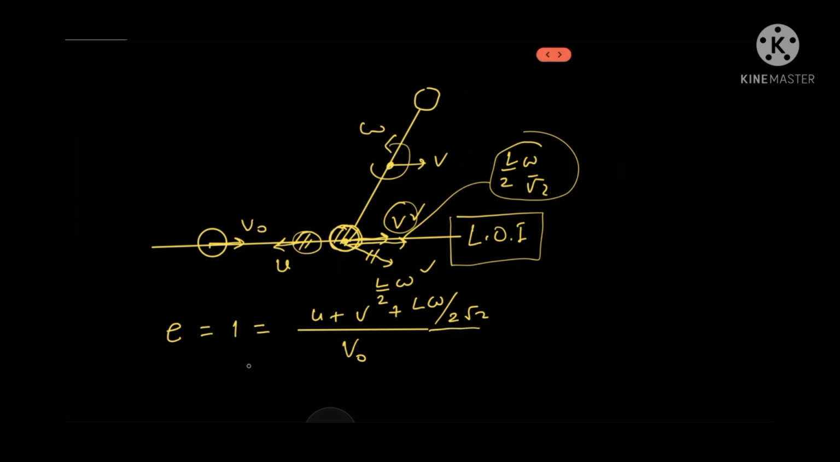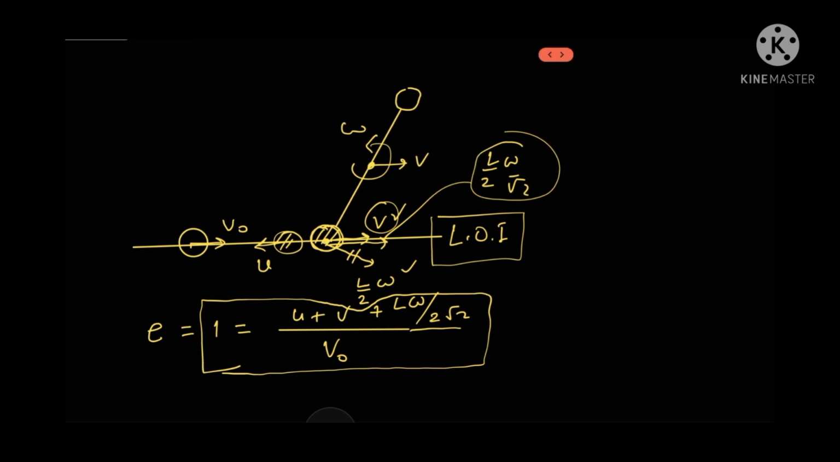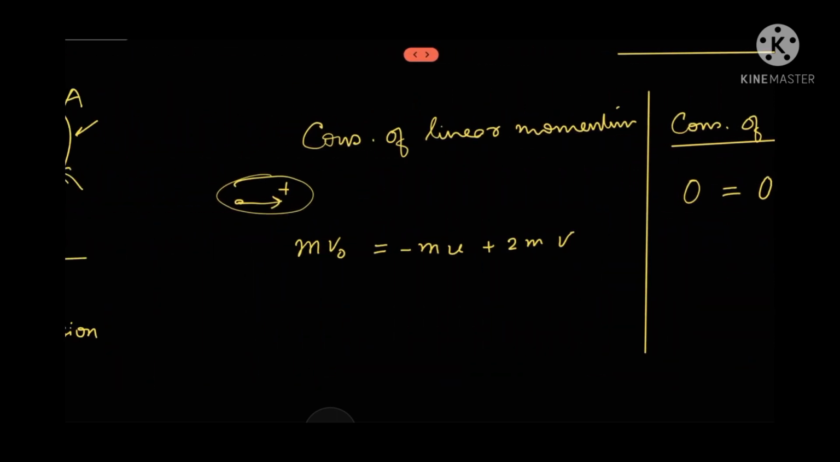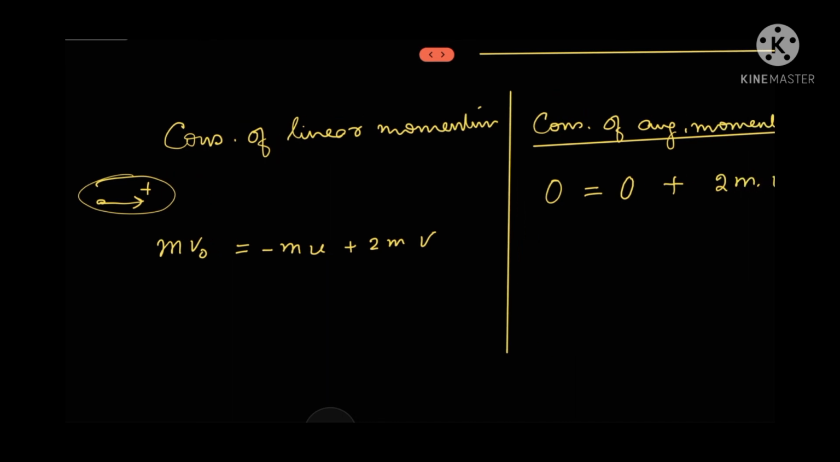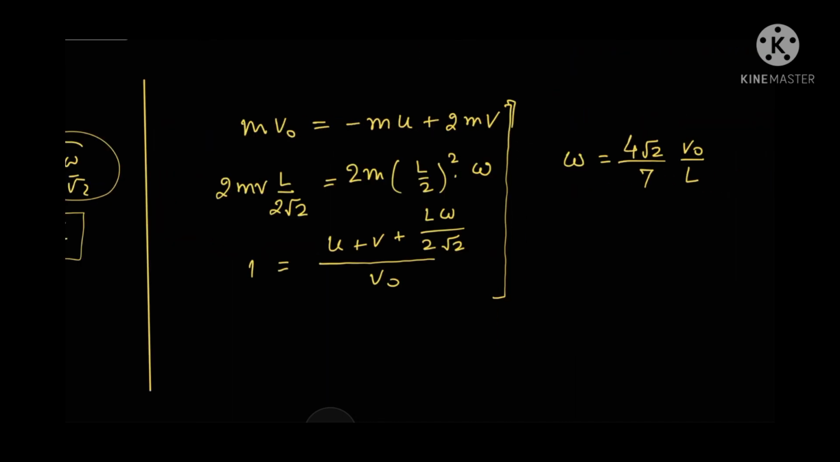So now we have these three equations which we need to solve for omega. That remains to be done, which is purely a mathematical part of this question which you can do easily. So solve these three equations and you'll get omega equal to this.